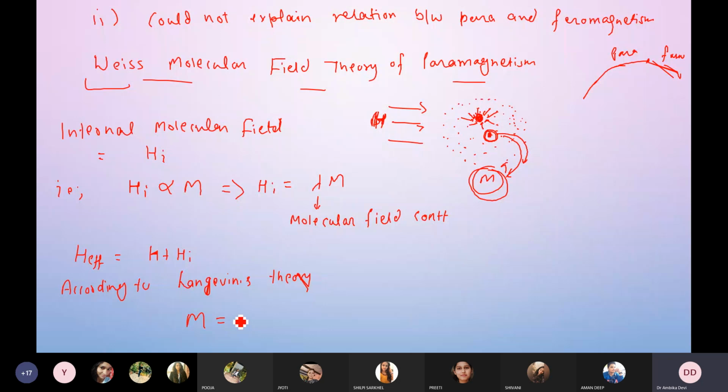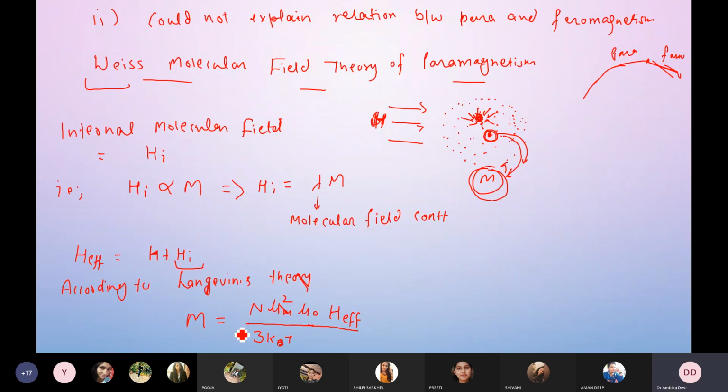magnetization is equal to N mu M square divided by 3 kBT, and mu naught is also there, into H. Now instead of H, this will be H effective, right? Because in Langevin theory, we were not taking into account this internal field. But here we are also taking into account the internal field, so we have to write H effective instead of simply writing H.